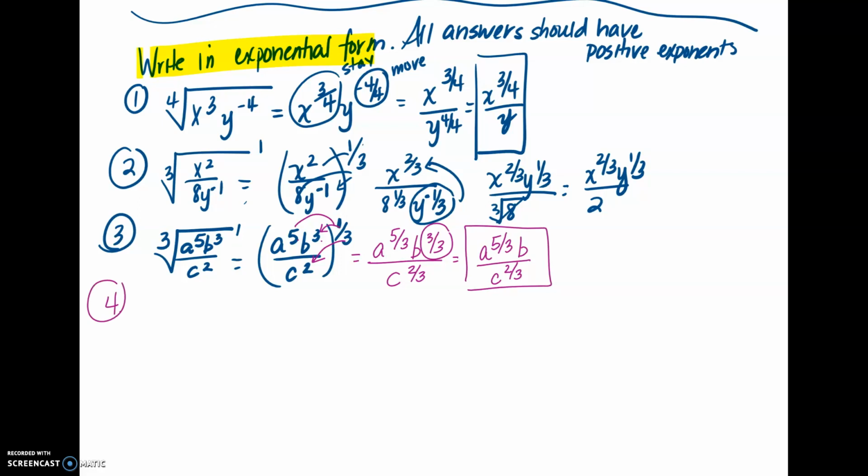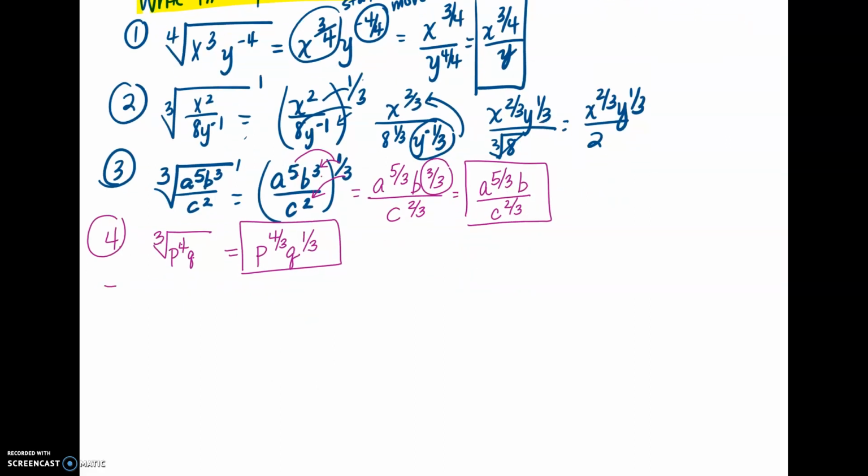Let's try another one. The cube root of p to the 4th q. So we're going to go ahead and take this out of radical form. So we're going to start with the p. It's to the 4th power. It's to the root 3. So it's p to the 4/3. Q. There's no exponent there, so it's an understood 1. And the root is 3. And that's all you can do. Okay, let's do another one.